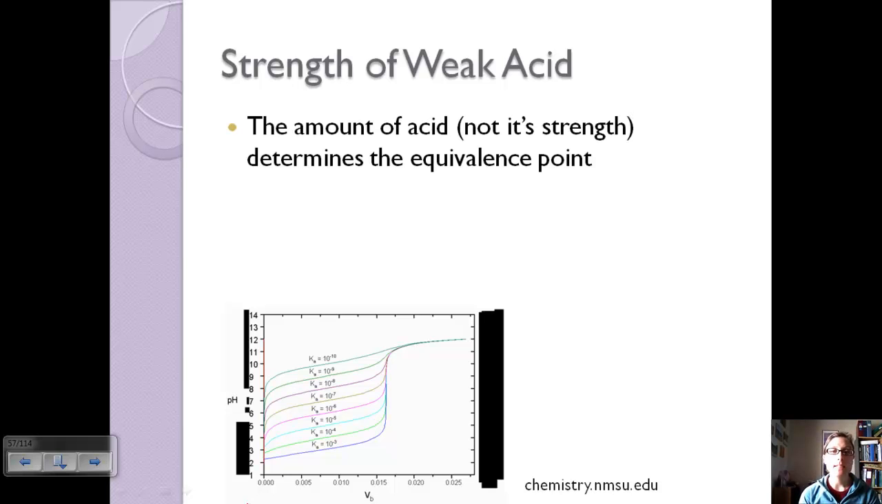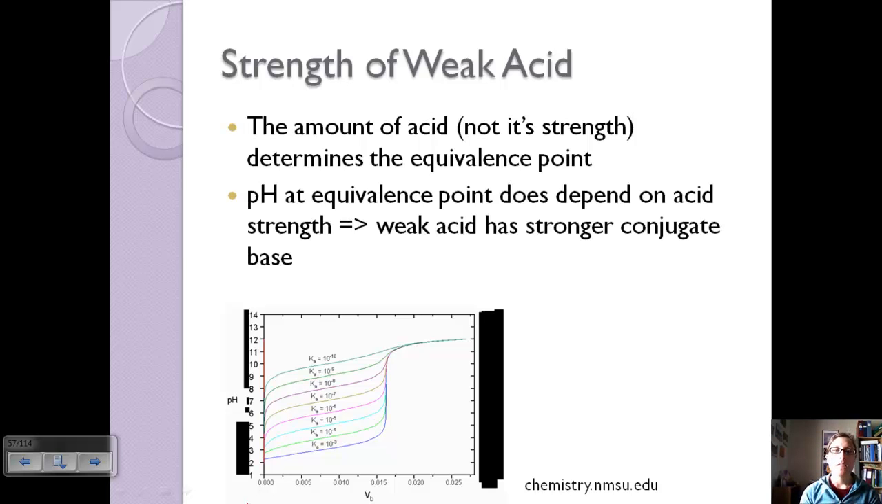The amount of acid, not its strength, is what's going to determine the equivalence point. And so the pH at the equivalence point does depend on acid strength. Okay, so the pH depends on acid strength, but the amount of acid is going to determine where that equivalence point occurs. So the reason for this is because the weak acid is going to have a stronger conjugate base. And so that's where that's coming from.